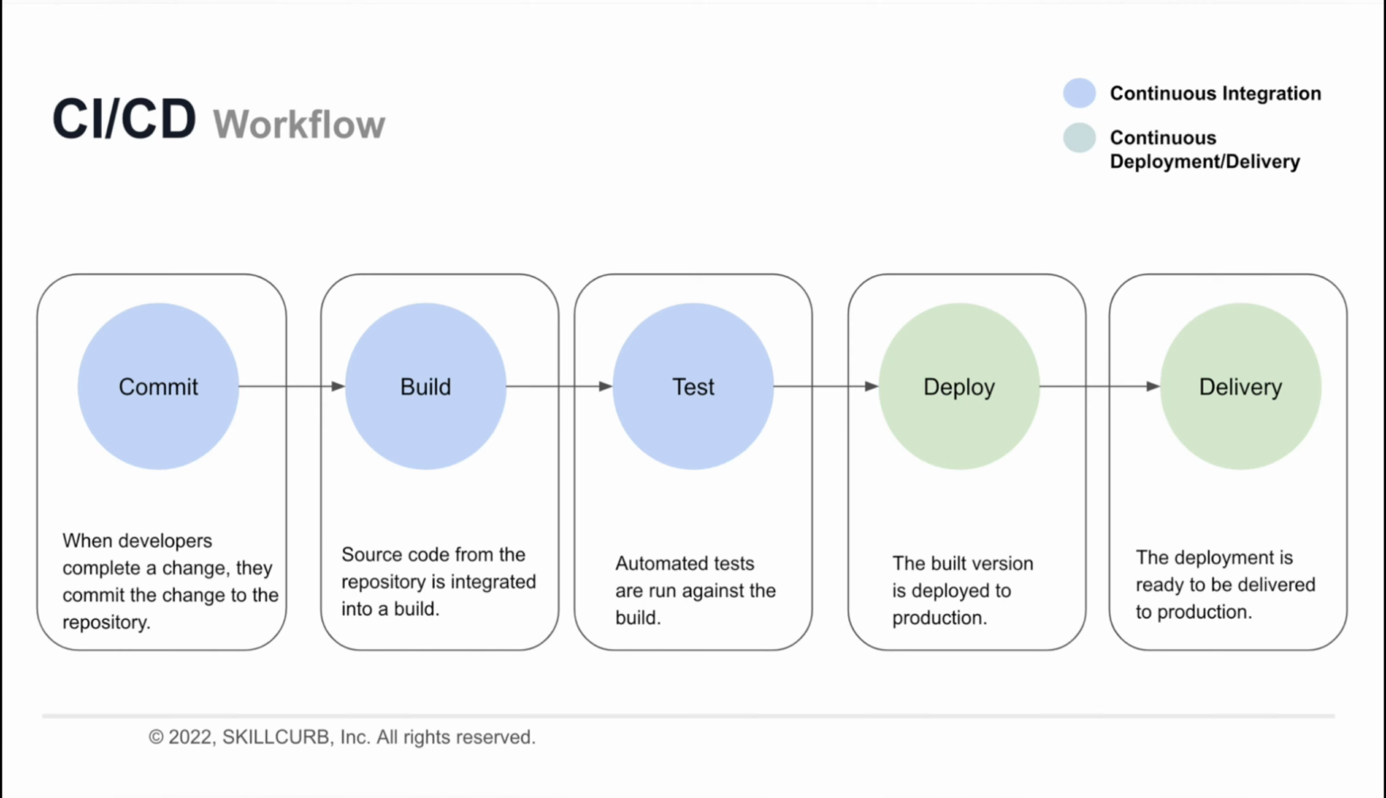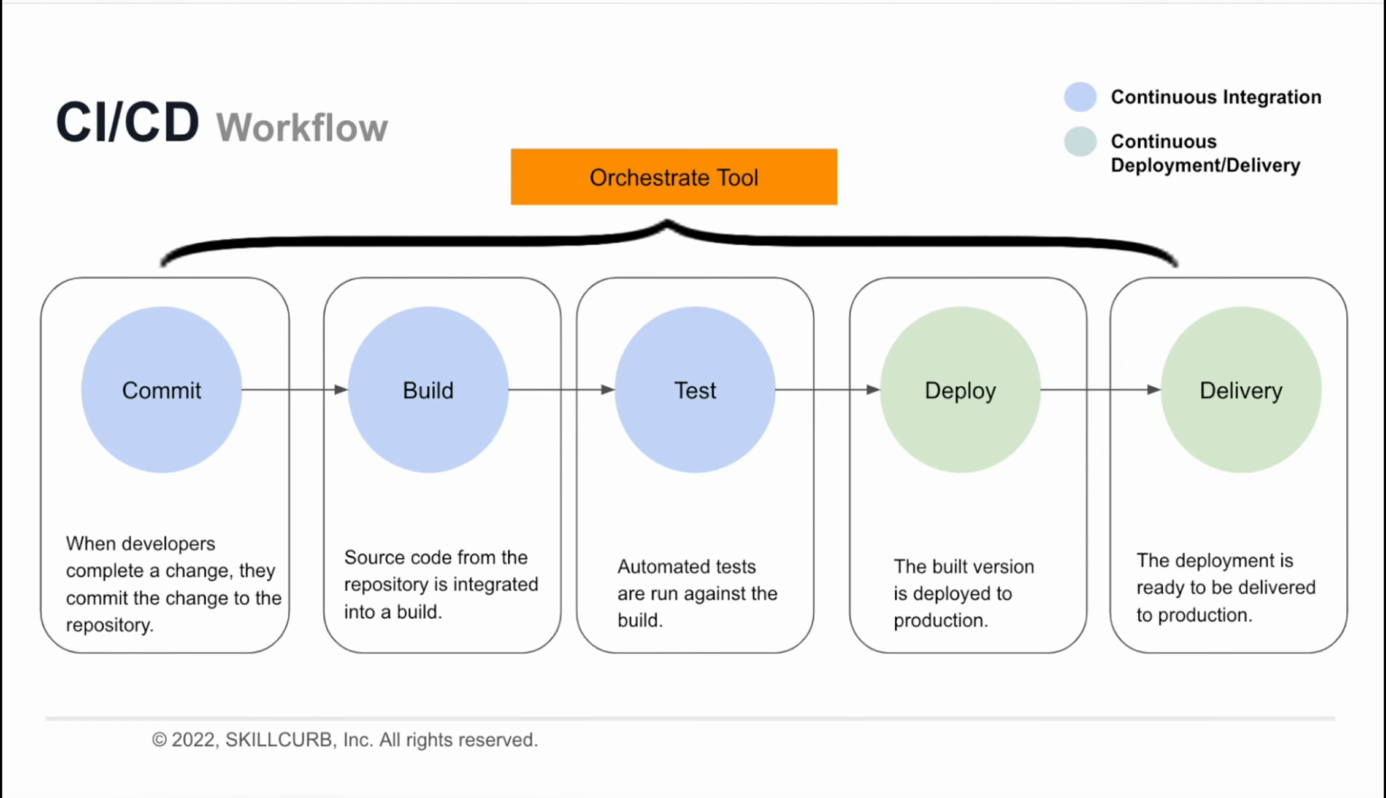Take a look at this visual demonstration of the workflow you will find in CI/CD. The first thing we have is the code commit. When developers complete a change, they commit that change to the repository. This is what is known as a commit. Beyond that comes building and testing. Source code from the repository is integrated into the build. Once that's done, automated tests are run against the build. The build version is then deployed to production, and the deployment is ready to be delivered to production. These come under code deploy, and the whole system is orchestrated.